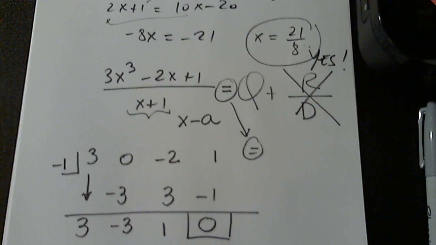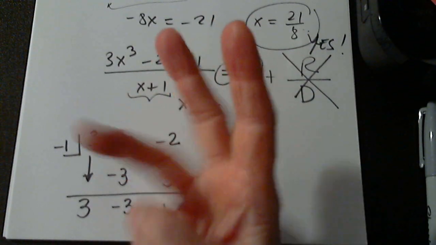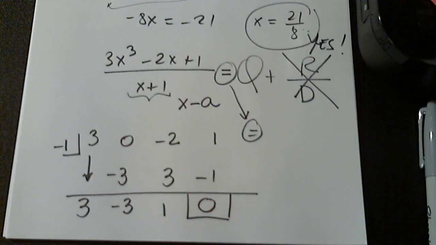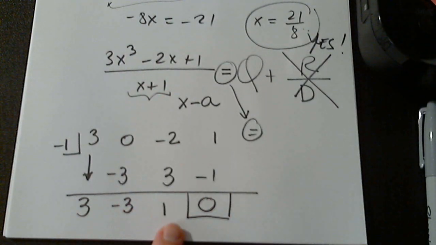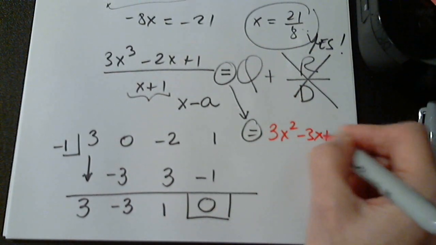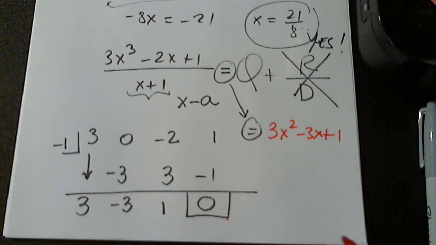Can anyone identify the final answer for us? Remember, we are dividing degree 3 by degree 1. 3x squared minus 3x. Brilliant. Thank you, Blake. Awesome. Well done. Indeed. 3x squared minus 3x plus 1. That's it. There is nothing.